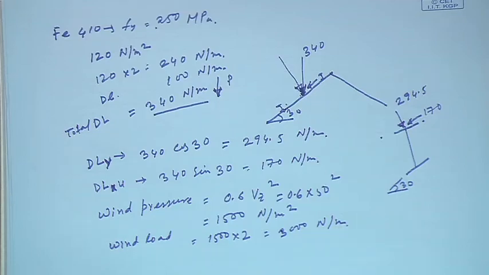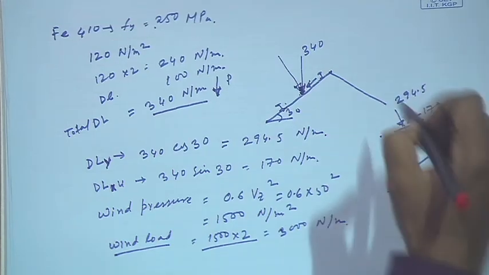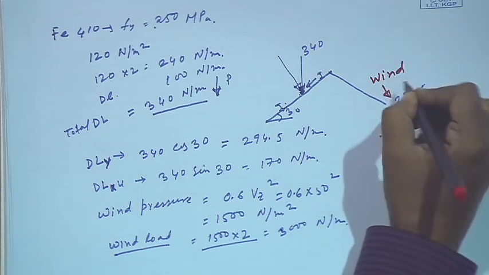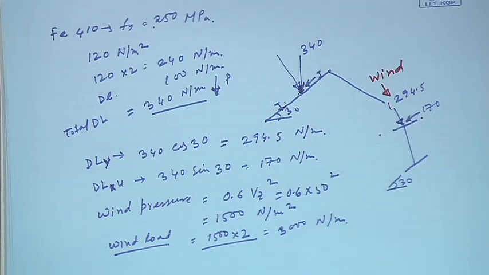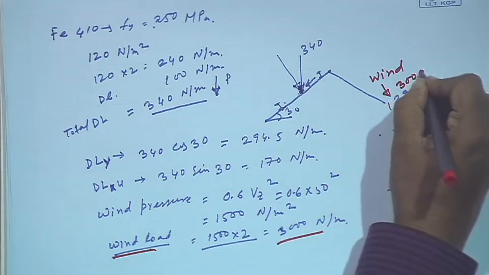It has been assumed that the wind is flowing perpendicular to the roof. So, wind is acting perpendicular to the roof, and this wind load will also act in this direction, that is 3000 Newton per meter.